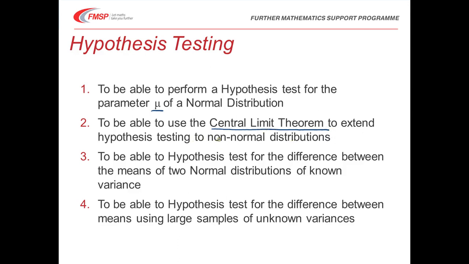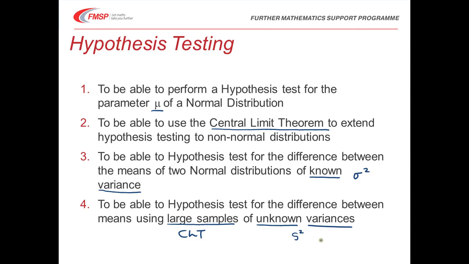We also need to be able to hypothesis test for the difference between the means of two normal distributions of known variance, and that's quite critical because we need to know the variances to be able to assume that the difference between them is going to be normal as well. So it's quite an important thing. And we also need to be able to use the hypothesis testing for the difference between means using large samples. So if we're going to be using large samples, again, we're going to be invoking this thing called the central limit theorem. And also, if they are unknown variances, we're going to be using s squared instead of sigma squared.